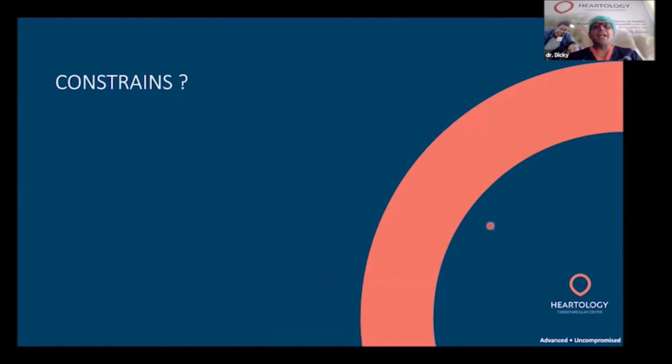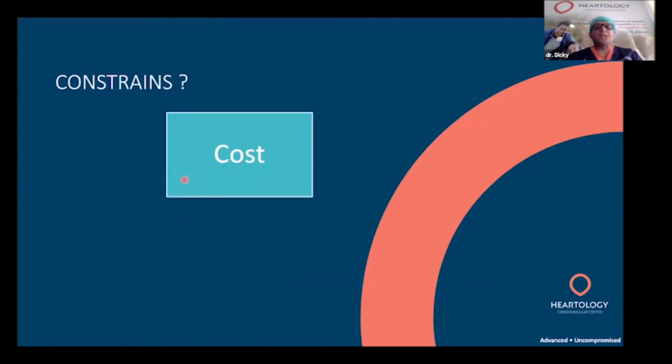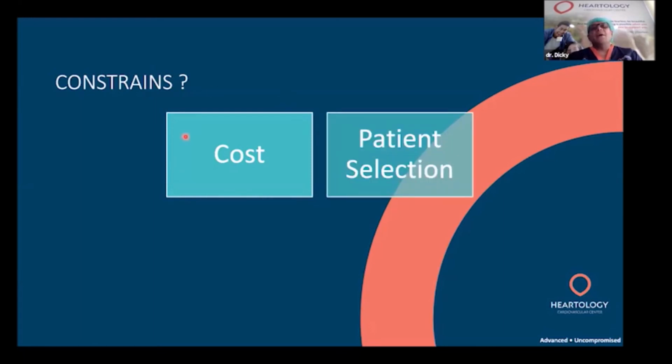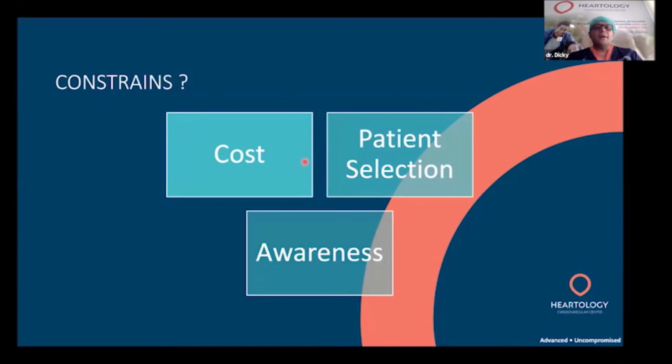But what are the constraints? The constraint is, of course, the cost, especially here in Indonesia, but the healthcare providers, most of them, are already covering CRT. Of course, there's patient selection: patients with a wider QRS have a better response to CRT, especially left bundle branch block patients, and the awareness that we have this type of therapy option for patients with electrical dysynchrony.